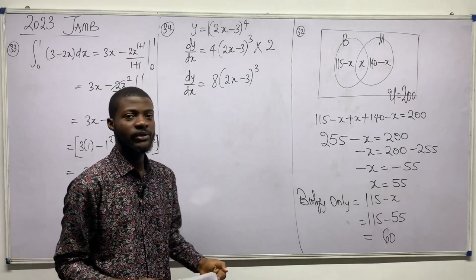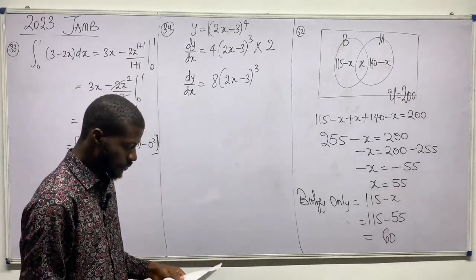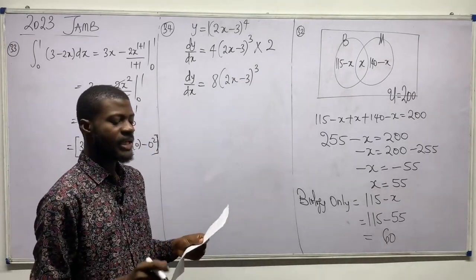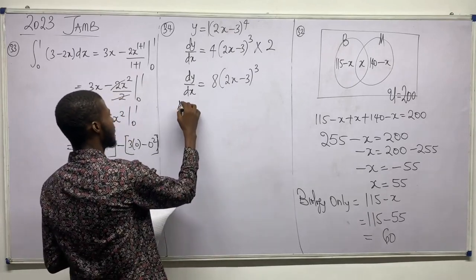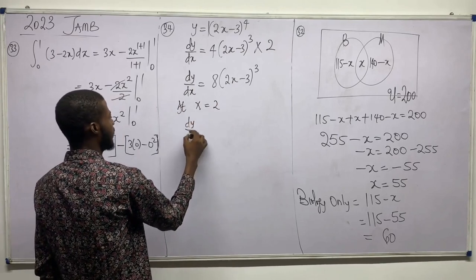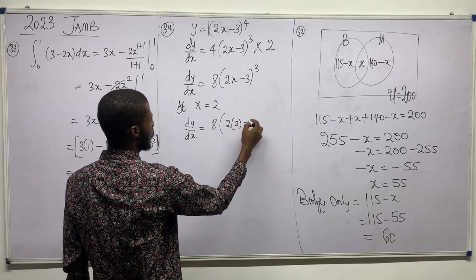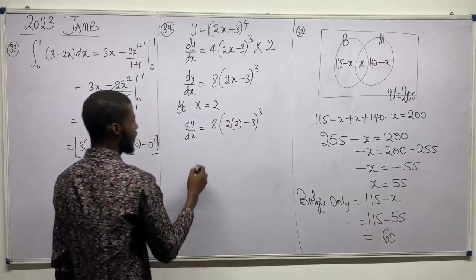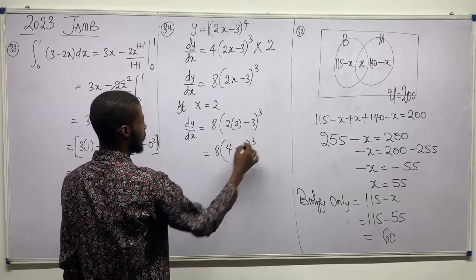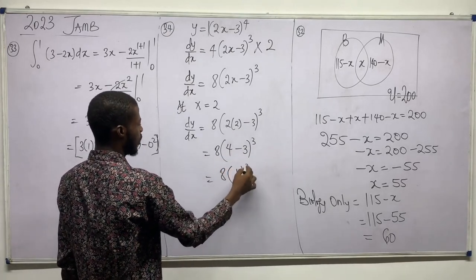Remember, this is a revision series. To understand this better, you can watch the full videos on differentiation. I have almost all the videos. Okay, so this is your dy/dx. But it said at x equal to 2, so anywhere you see x, you put 2, right? So dy/dx is going to become 8 times bracket 2 times 2 minus 3 to the power of 3. So this is 8 times bracket 4 minus 3 to the power of 3.